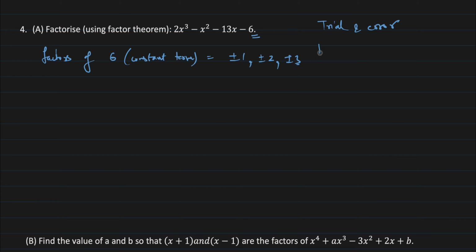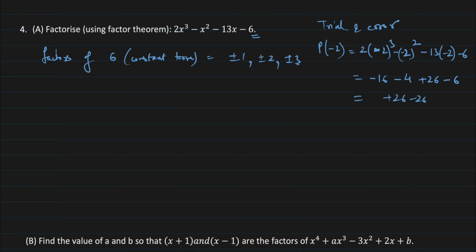Okay, so I'll try with P of minus 2. So 2 times minus 2 cube minus 2 square minus 13 into minus 2 minus 6. So what will you get here? Minus 16 minus 4 plus 26 minus 6. So this comes out to be 0.